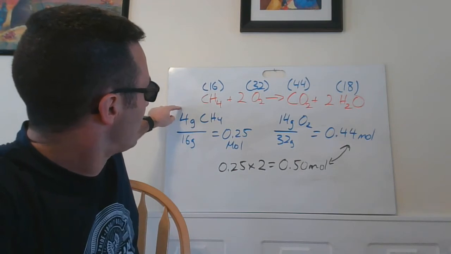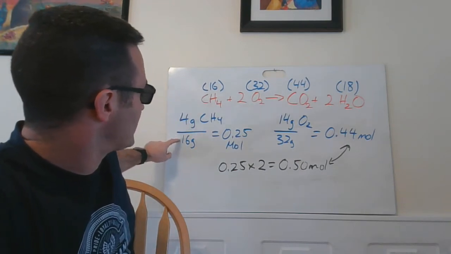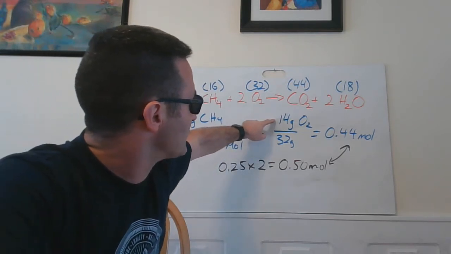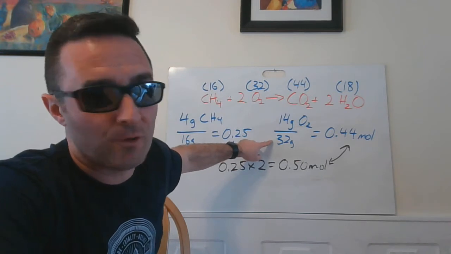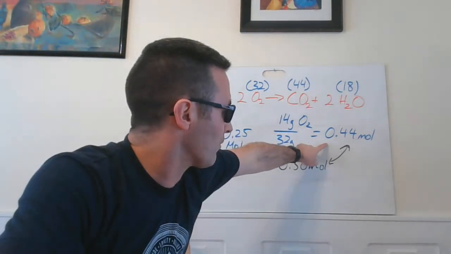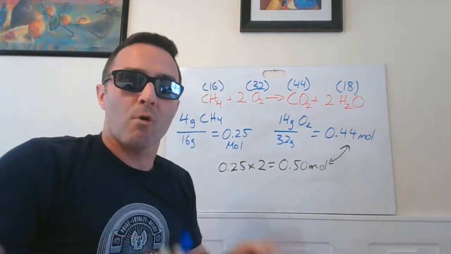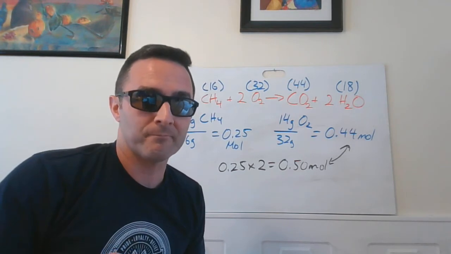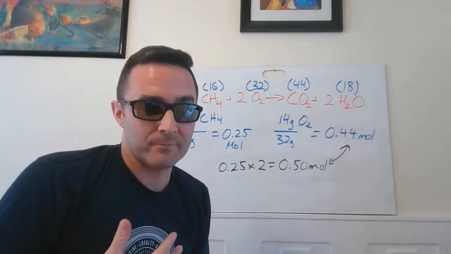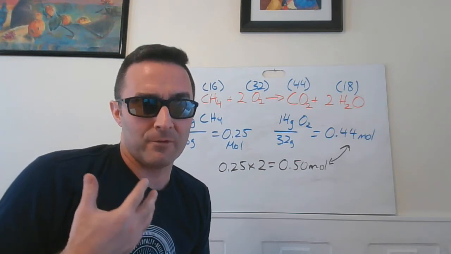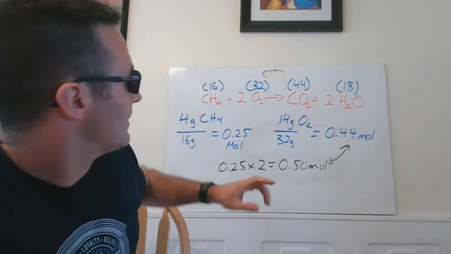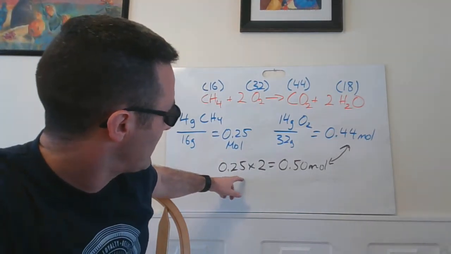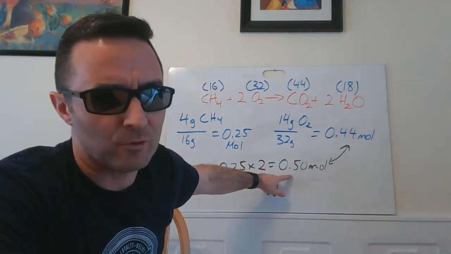So 4 grams of methane, with a molecular mass of 16 grams, gives me 0.25 moles. I've got 14 grams of oxygen, with a mass of 32 grams, so I've got 0.44 moles of oxygen gas. It's a 1 to 2 reaction. My brain's lazy. It's a lot easier if I think about the thing that's in 1. I've got 0.25 moles of this. If I double it, that's 0.5, half a mole.